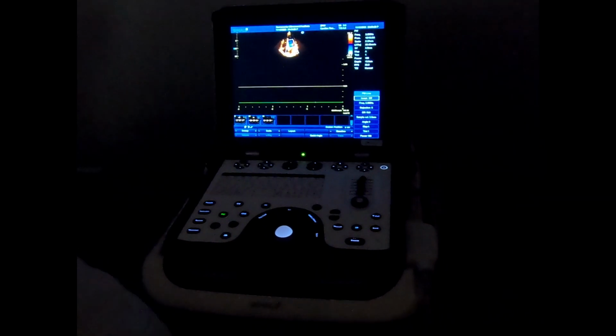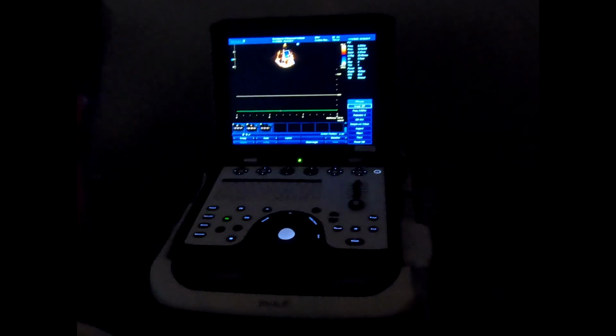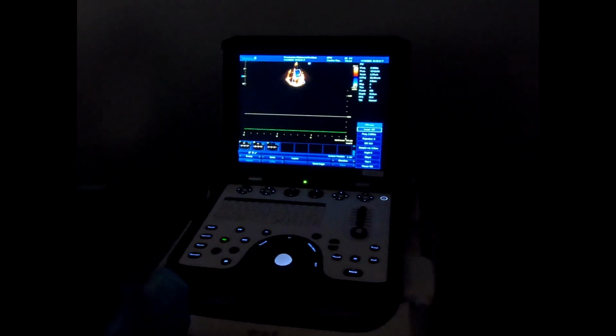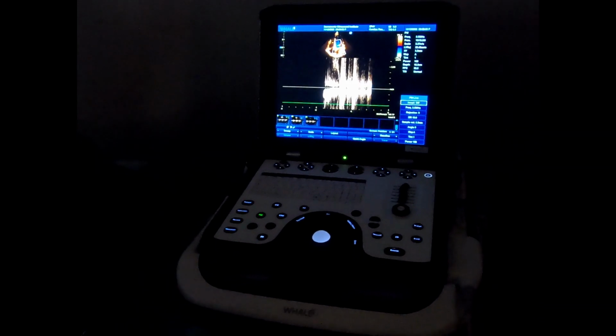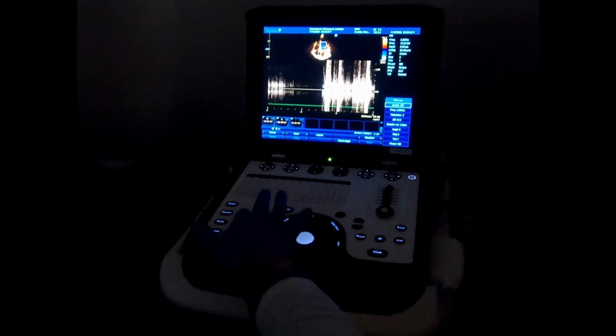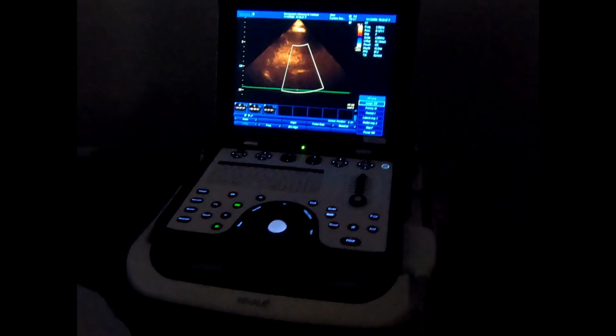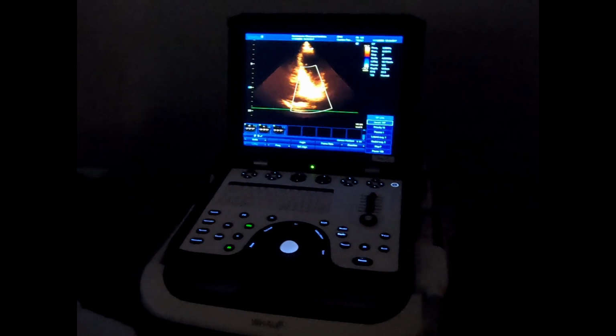Okay, that was a micro. Wait, can you say what you just said again? Deceleration time and pressure half time are slope measurements, and duration is a time measurement.